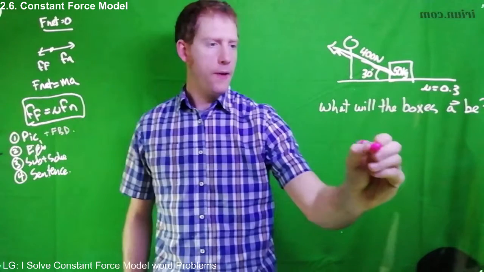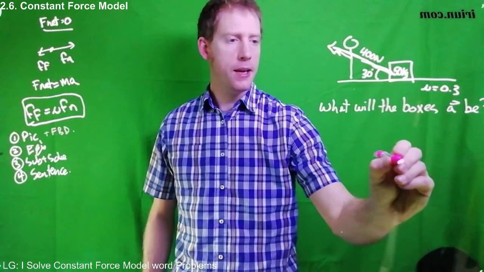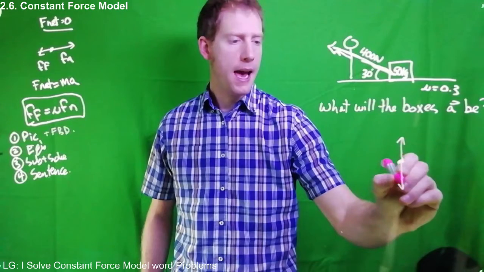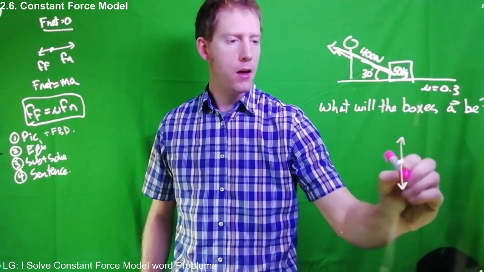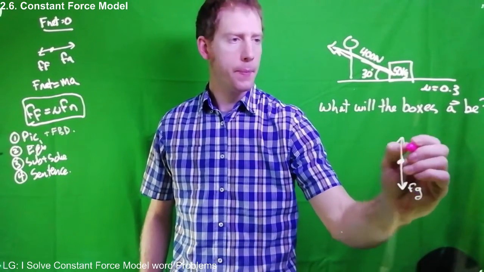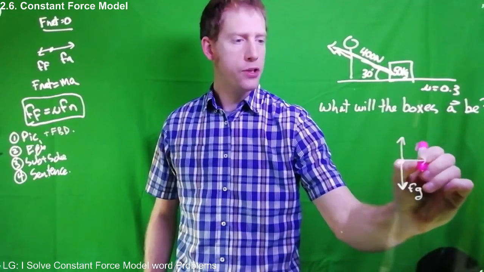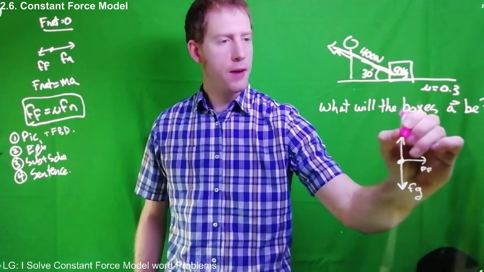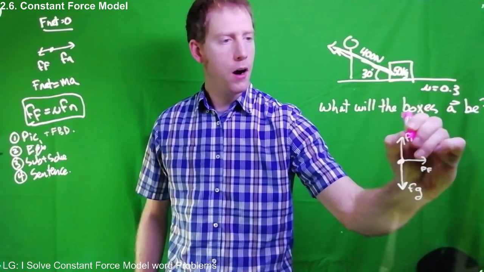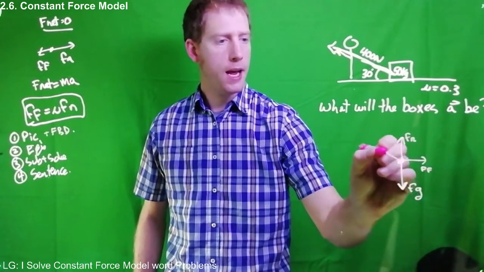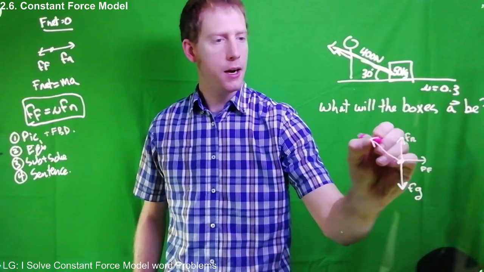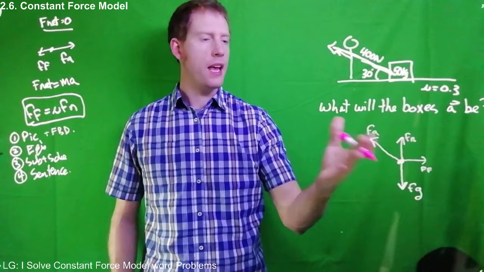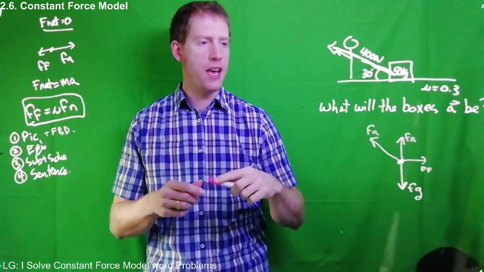So if I were to draw the FBD, it's going to look something like this. We have force of gravity. We're going to have force of friction. The box is going to accelerate this direction, and then we also have our normal force. And we have this force here, which is force applied. Okay, so that's what we have as the FBD.